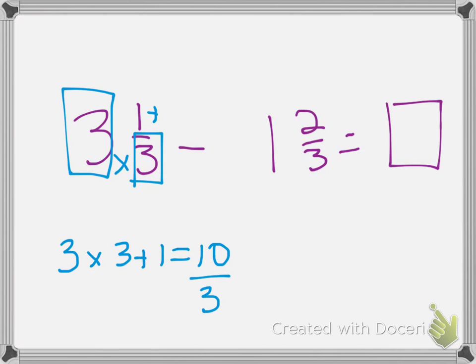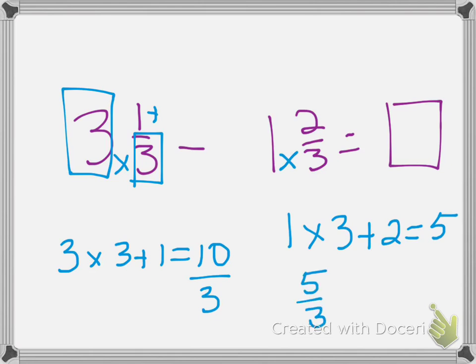Can you do it with this one on the right? 1 times 2, try again. We got 1 times 3 equals 3, plus 2 equals 5. There you go, 5. So 5/3 is our second number. So it's going to be your mixed number, your whole number, times your denominator plus your top number. That's how we got there.